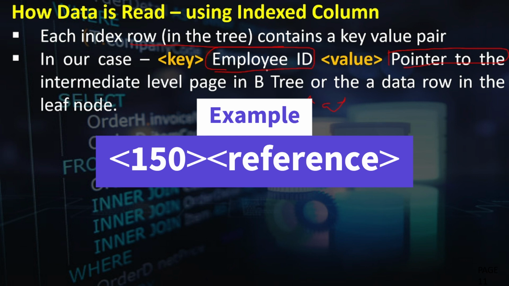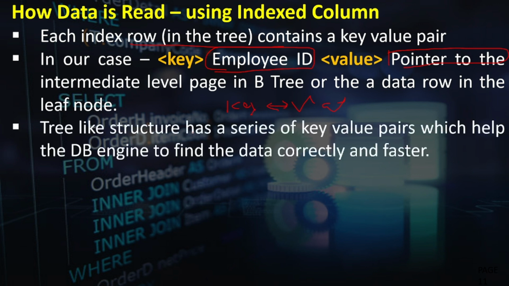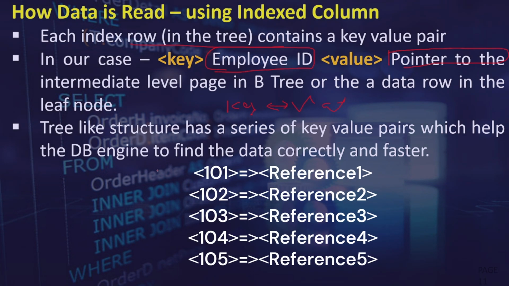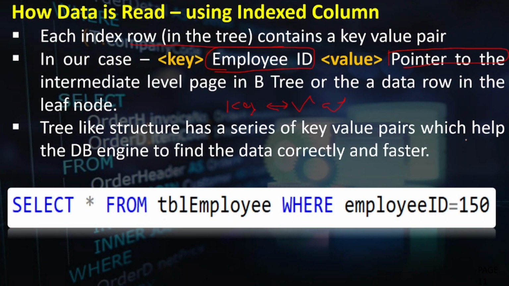If you had no index, this would not have been maintained like that. The tree-like structure has a series of key value pairs, which helps the database engine to find the data correctly. So we understand that employee ID 1 and the value, employee ID 2 and the value, like that, everything is getting created. So it will be easier for you to get the data.